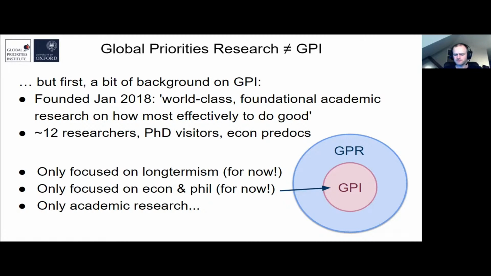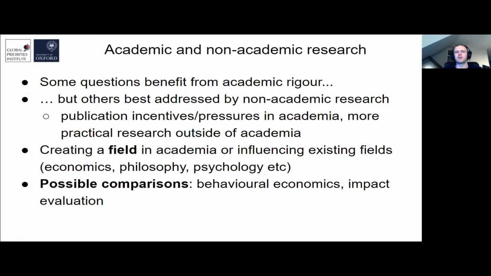But for the time being, and probably for the next couple of years, we will still retain our focus on economics and philosophy. And then a third way in which GPI's research focus is more narrow than global priorities research as a whole is that we focus only on academic research. Let me talk a little bit more about that, because I think this is quite an important point to make, and also possibly a bit of a misperception within the effective altruism community.